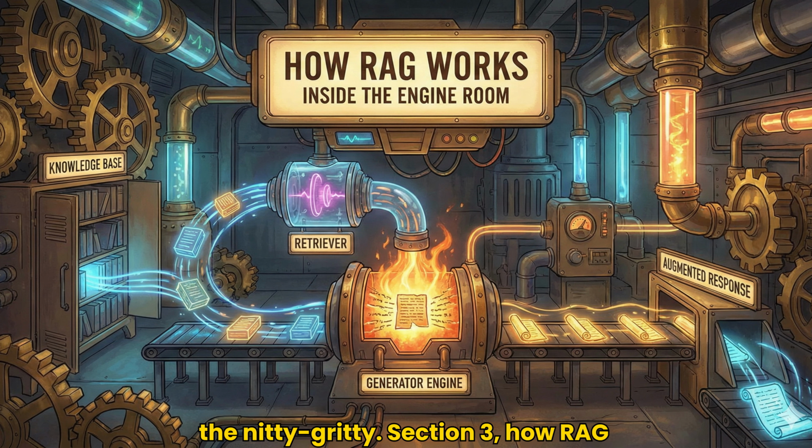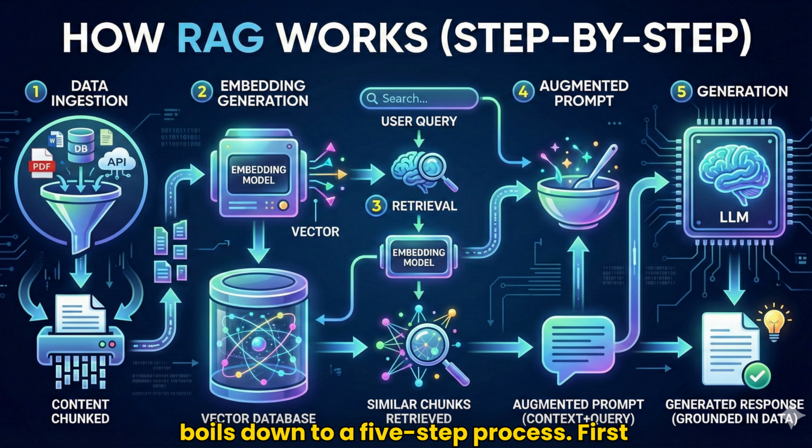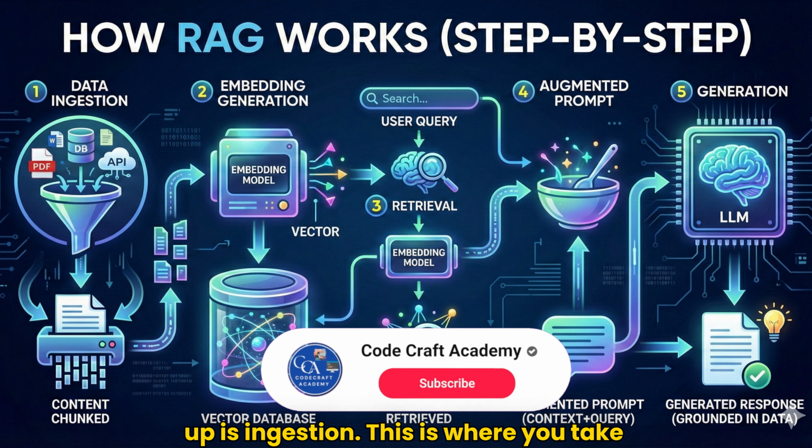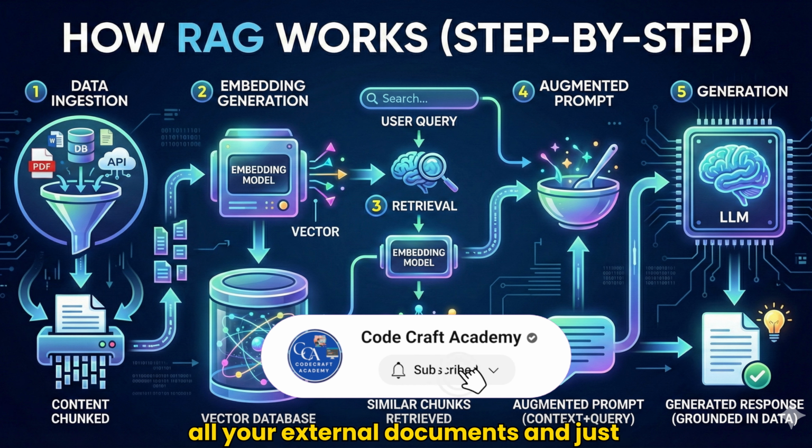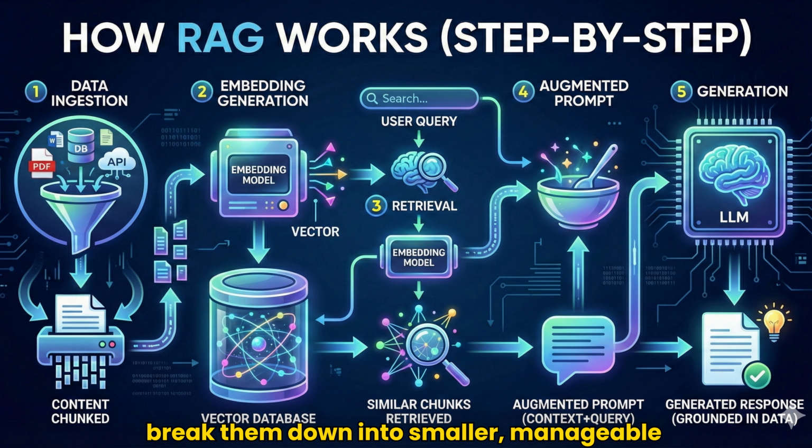Okay, let's get into the nitty-gritty. Section 3, how RAG actually works. Time for a little peek inside the engine room. So it all boils down to a 5-step process. First up is ingestion. This is where you take all your external documents and just break them down into smaller, manageable chunks.